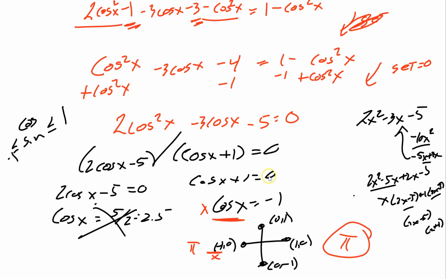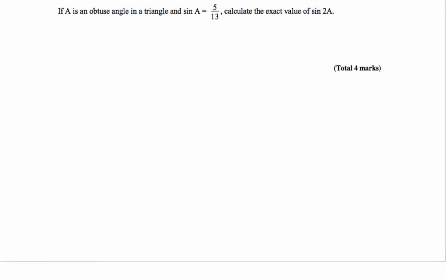Okay, one last one. Good news, it's my favorite. I love this type of question. Ivy loves to ask it too, so it's a win-win. And the question is, if A is an obtuse angle in a triangle and sine of A equals 5 over 13, calculate the exact value of sine of 2A. So this is one where I'm not gonna use sine 2A.